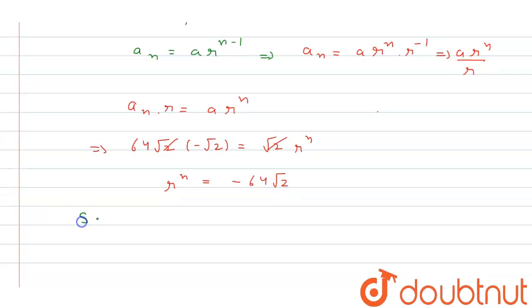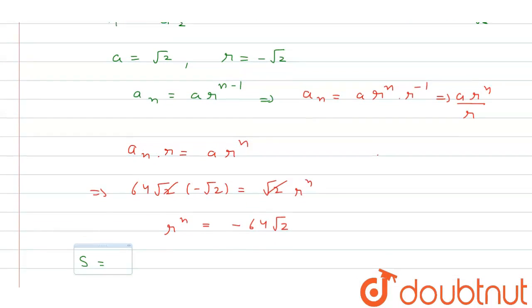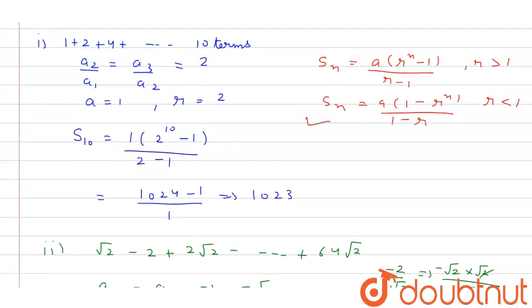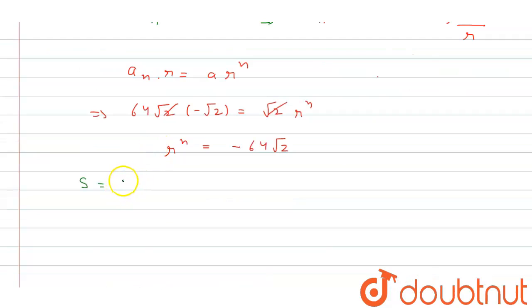Now we have to find the sum. We have the A value, R value and R^n value, and we can see the R value is smaller than 1, so we use this formula for finding the sum. Putting the values of A, R and R^n: A value is root 2 into 1 minus R^n value, which is minus 64 root 2, divided by 1 minus R, which is 1 plus root 2.